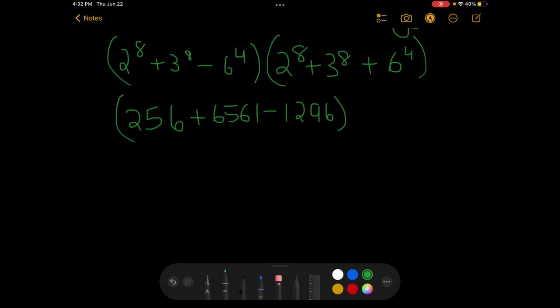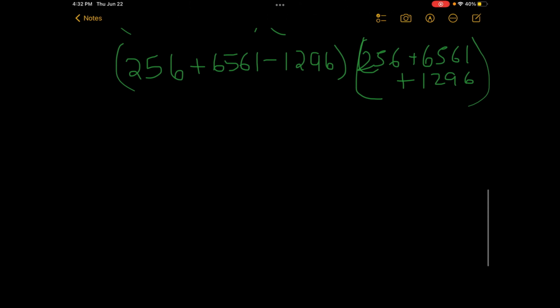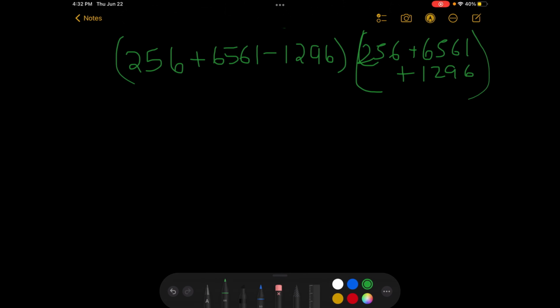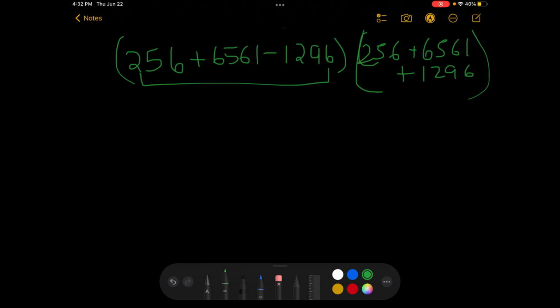And now we have the same numbers on the other set of parentheses, just different operations applied to them. So this is 256 plus 6561 plus 1296. So now we just have to find the values of the numerical expressions inside the parentheses, and we'll be done. So let's find the value of the expression in this parentheses right over here.